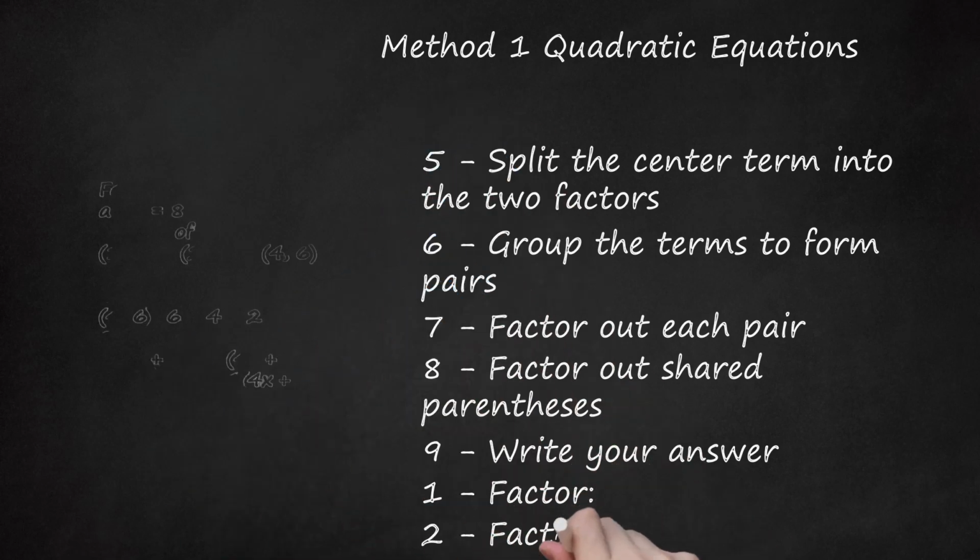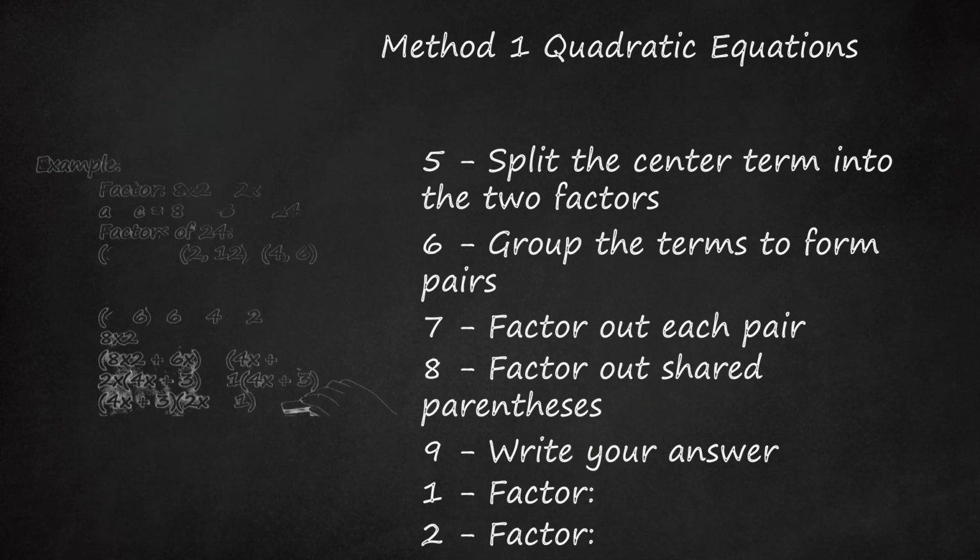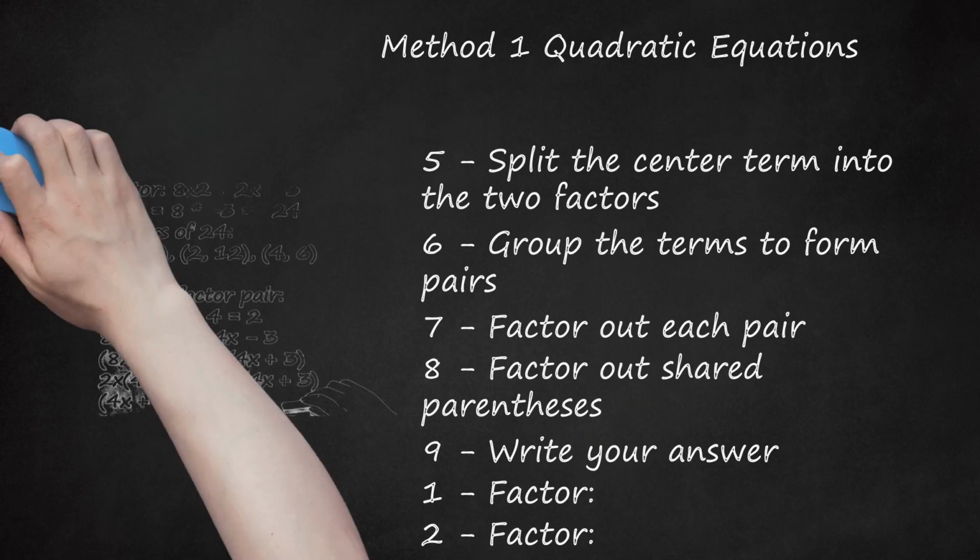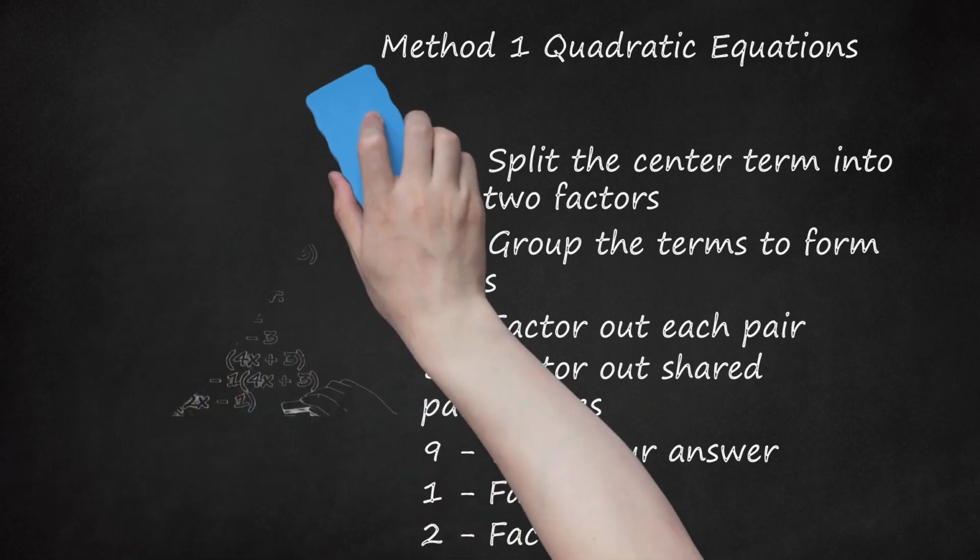2. Factor 8x² plus 2x minus 3. A asterisk c equals 8 asterisk 3 equals 24. Factors of 24: 1 and 24, 2 and 12, 4 and 6. Correct factor pair: 4 and 6, 6 minus 4 is equal to 2. 8x² plus 6x minus 4x minus 3. (8x² plus 6x) minus (4x plus 3). 2x(4x plus 3) minus 1(4x plus 3). (4x plus 3)(2x minus 1).